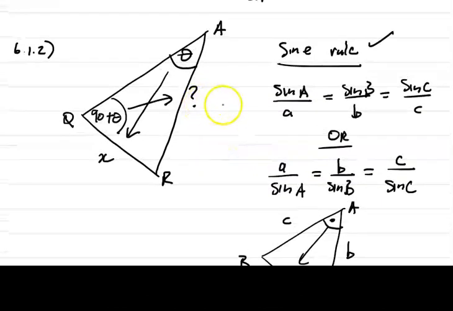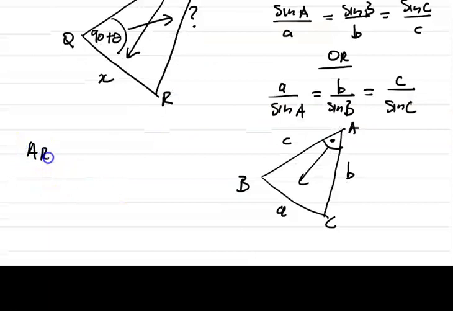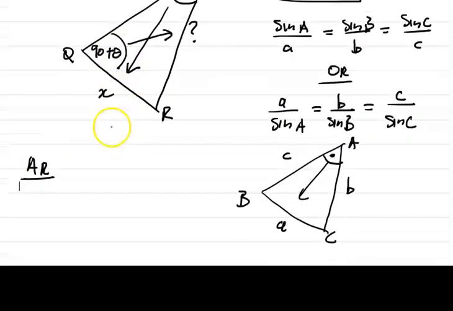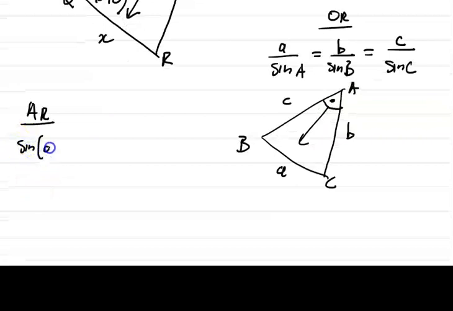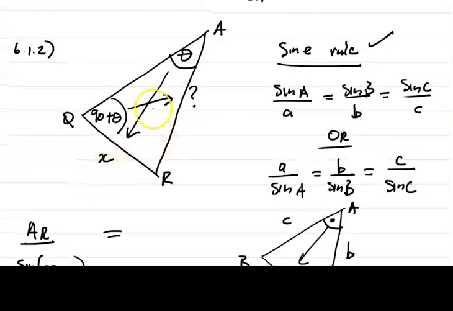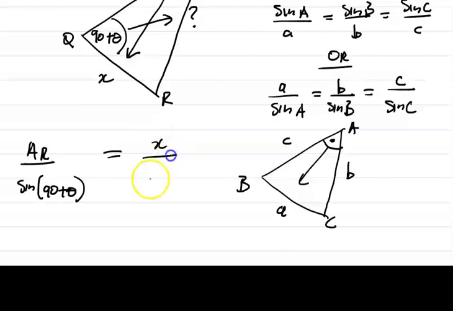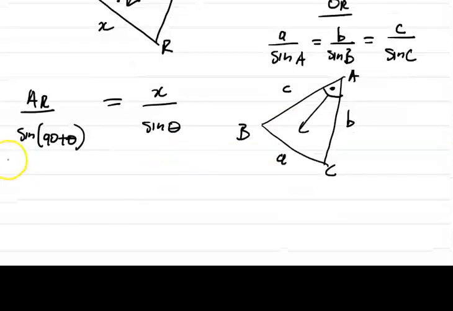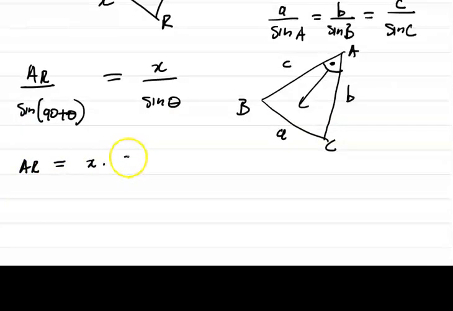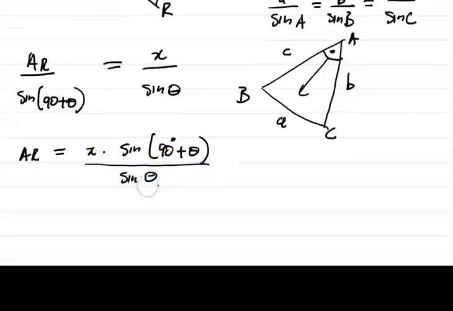So learners, we can now write that down. Now, another hint is always start with the side of the angle that you want to solve for. So AR, so you're going to say AR all over sine of 90 plus theta, which is now going to equal x over sine theta. So we got x over sine theta, make AR the subject of our equation. AR equals x times sine of 90 plus theta all over sine of theta.